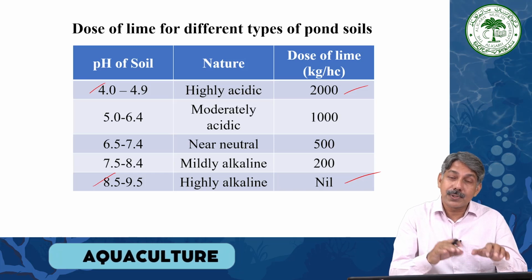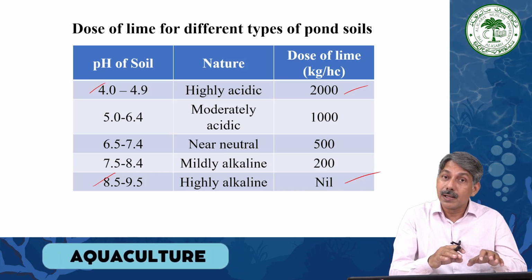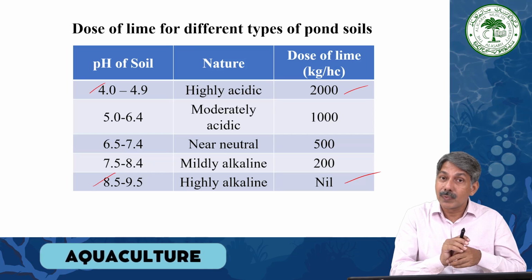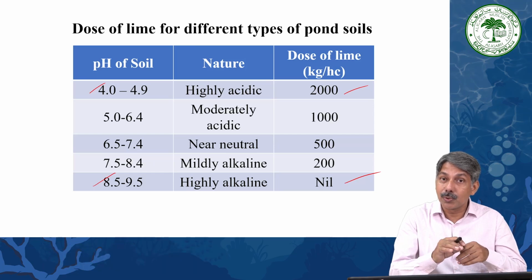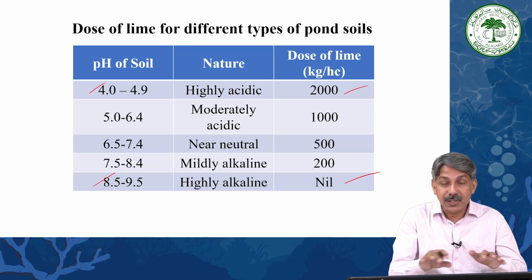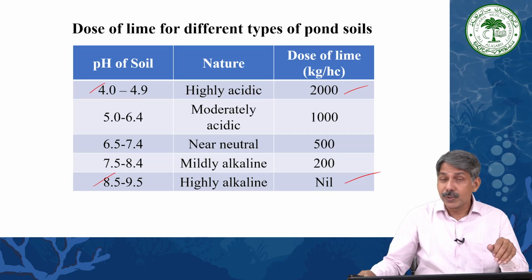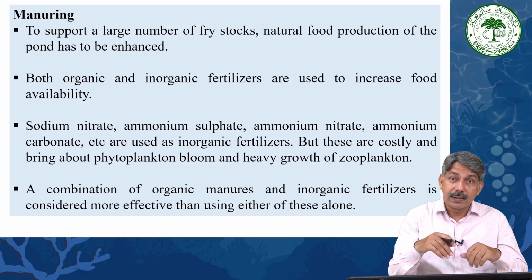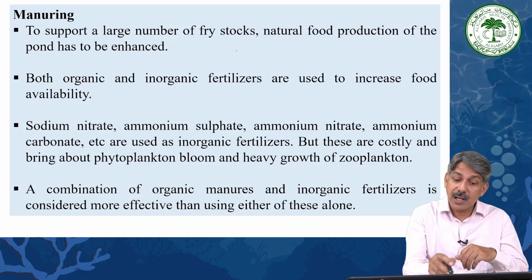This is the first step while preparing the pond, especially when applying any kind of chemical into your pond for preparing it. Then the pH of the soil is adjusted, and then we apply manure and inorganic fertilizer to support a large number of fry stock.